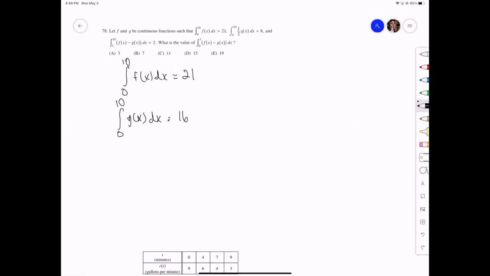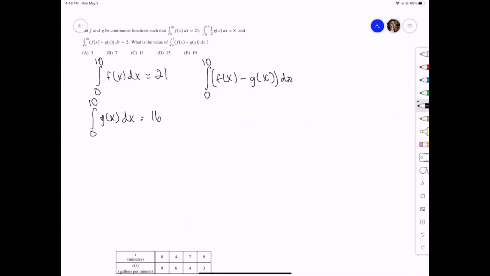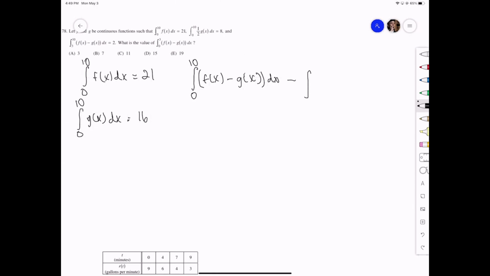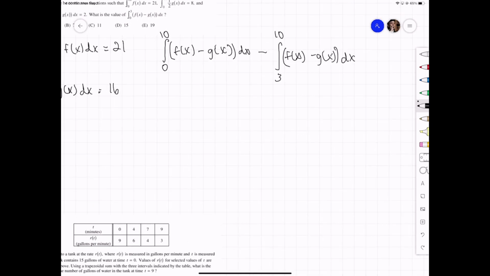So the integral from 0 to 10 of f of x minus g of x, minus the integral from 3 to 10 of f of x minus g of x dx, equals the integral from 0 to 3 of f of x minus g of x dx.